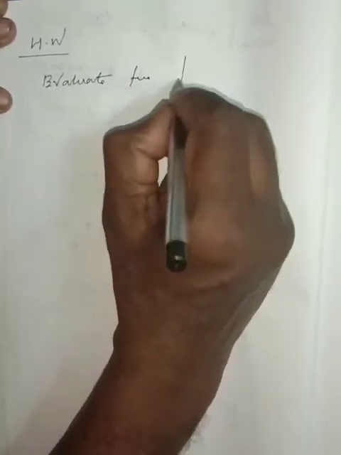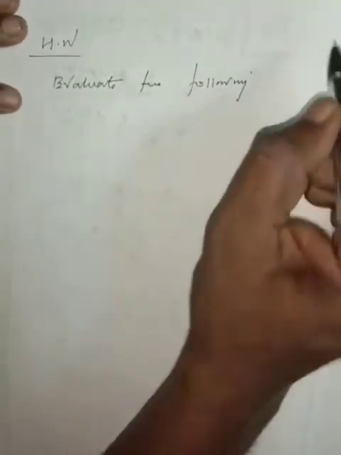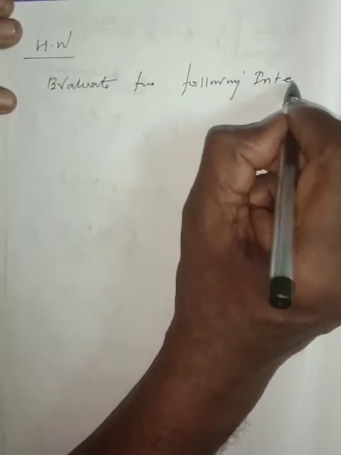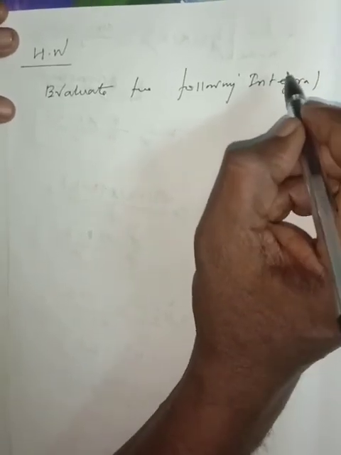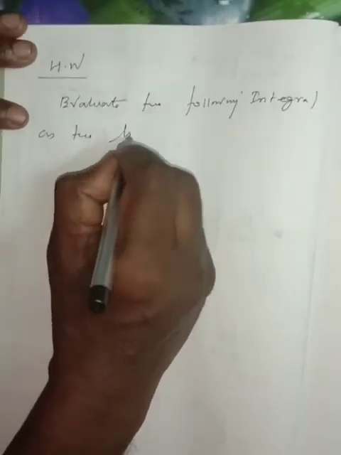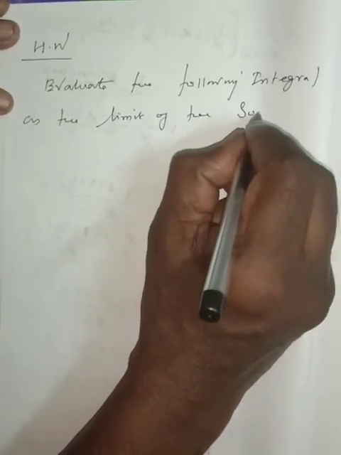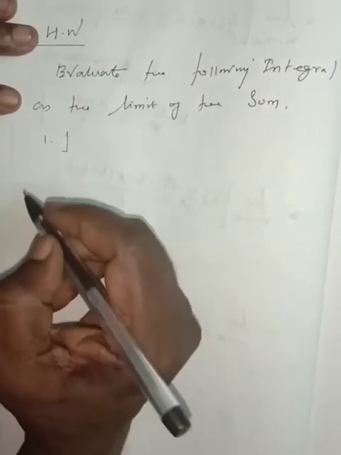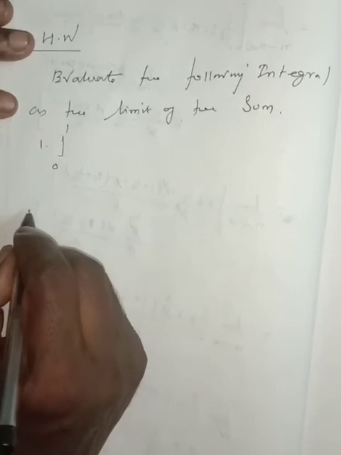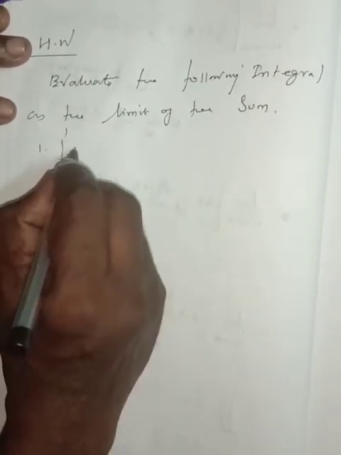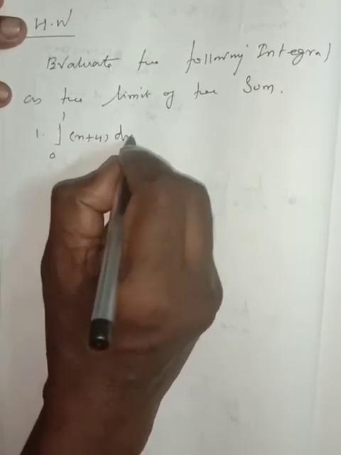Evaluate the following integrals as the limit of the sum. Question number 1, integral 0 to 1 of x plus 4 dx is equal to.